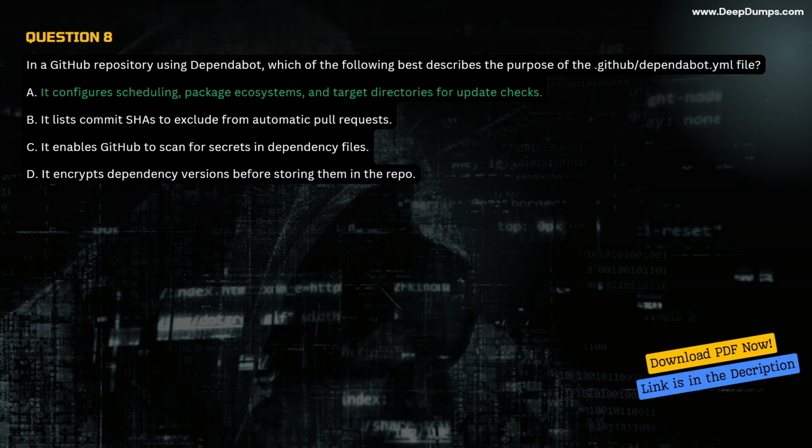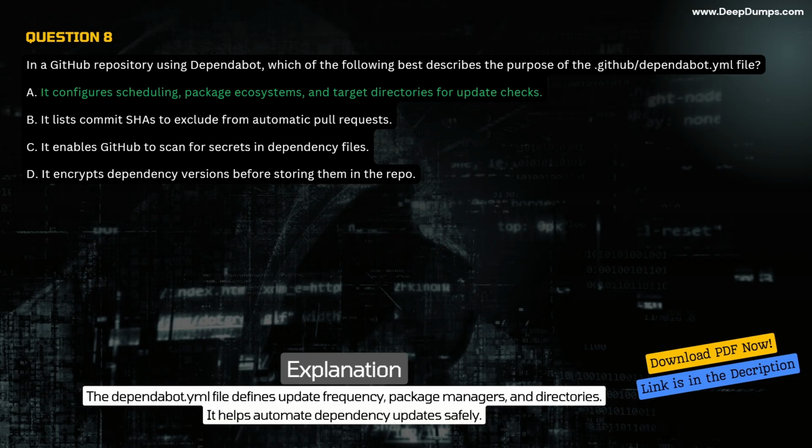Correct answer: A. It configures scheduling, package ecosystems, and target directories for update checks. Explanation: The dependabot.yml file defines update frequency, package managers, and directories. It helps automate dependency updates safely.